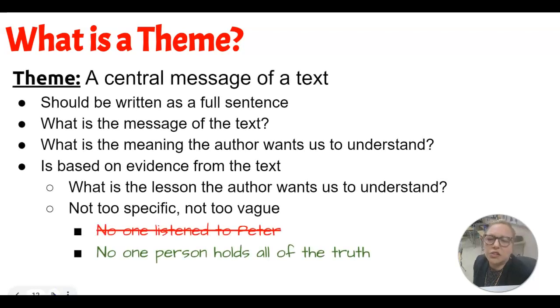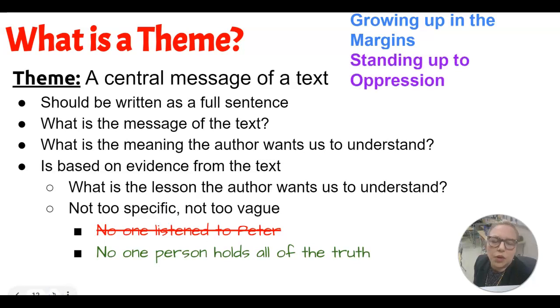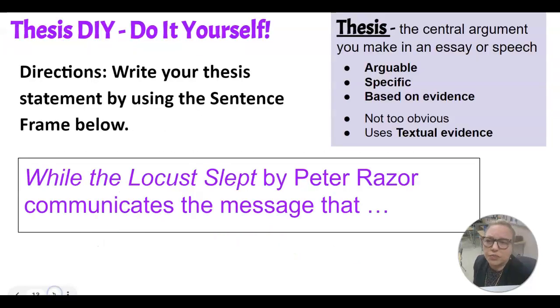So we want to make sure that the theme is a full sentence. It's the main point of a text. It's what the author wants us to understand. Here's another one that could be used for subjectivity of truth. No one person holds all of the truth. So think about what point Razor is making about the theme that you're investigating, because it's with your line of inquiry: growing up in the margins, standing up to oppression, or the subjectivity of truth.